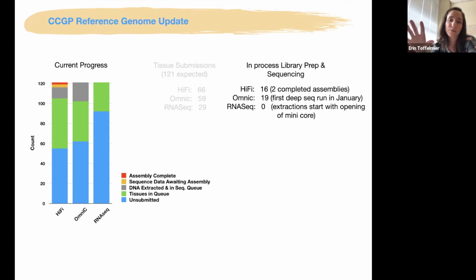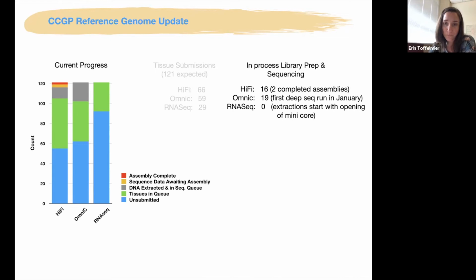The workflows for HiFi and OmniC are a little bit different. For HiFi, we sequence one at a time, end to end, and generate them one at a time. For the OmniC, we'll do those more in batches. We're in the process of collecting enough species to put on a NovaSeq lane to really maximize our efficiency. So we think probably our first deep sequencing run will happen in January, and then we'll have 5 or 6 species completed on the OmniC side.